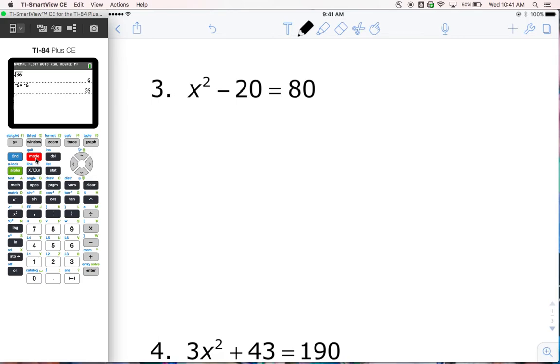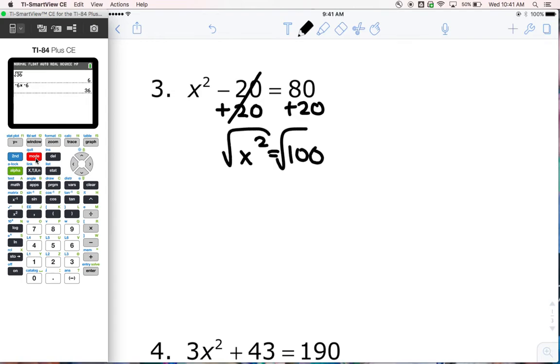So to do that, you do the opposite of whatever it's doing to x, which in this case is we're going to add 20 to both sides. So I've got x squared equals 80 plus 20 is 100. Now I can do my square rooting, square root both sides, and I have x equals, what's the square root of 100? Hopefully you know, but again, if you don't, remember second, and then your x squared button, type it in there, it'll give you that answer. Square root of 100 is just 10.